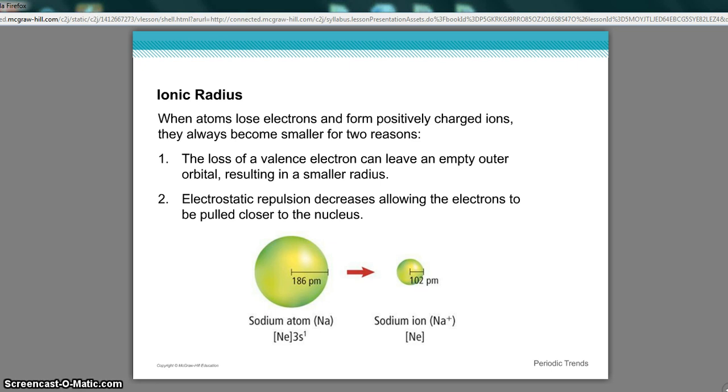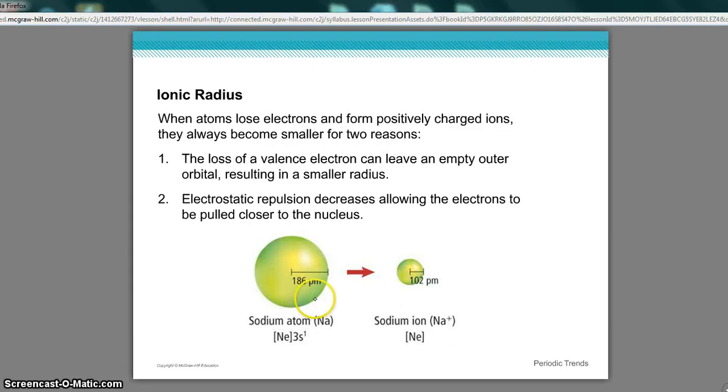All right, so cations are smaller than the original atoms for two reasons. One, they could lose valence electrons and leave an empty outer orbital, meaning the entire thing is smaller. And two, when there are fewer electrons than protons, there is more electrostatic attraction, not repulsion. There's more electrostatic attraction, so the repulsion decreases, allowing the electrons to be pulled closer to the nucleus.